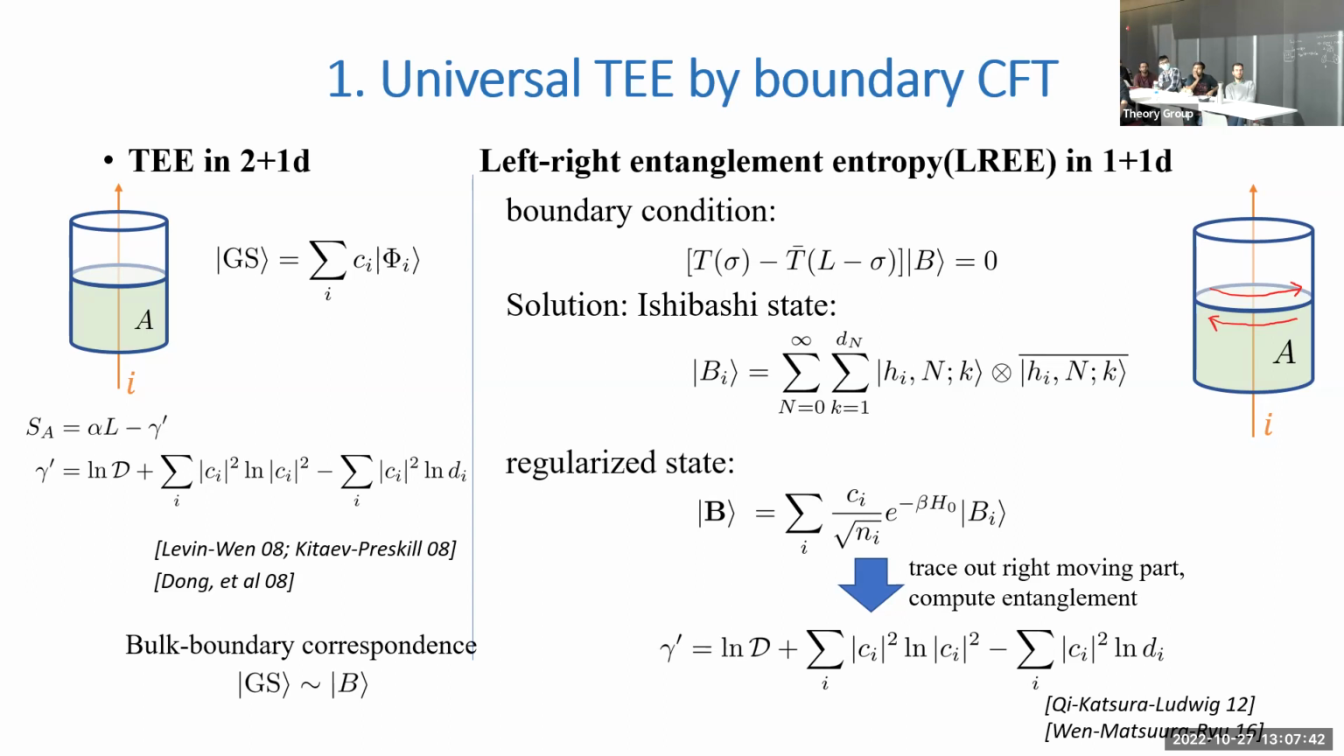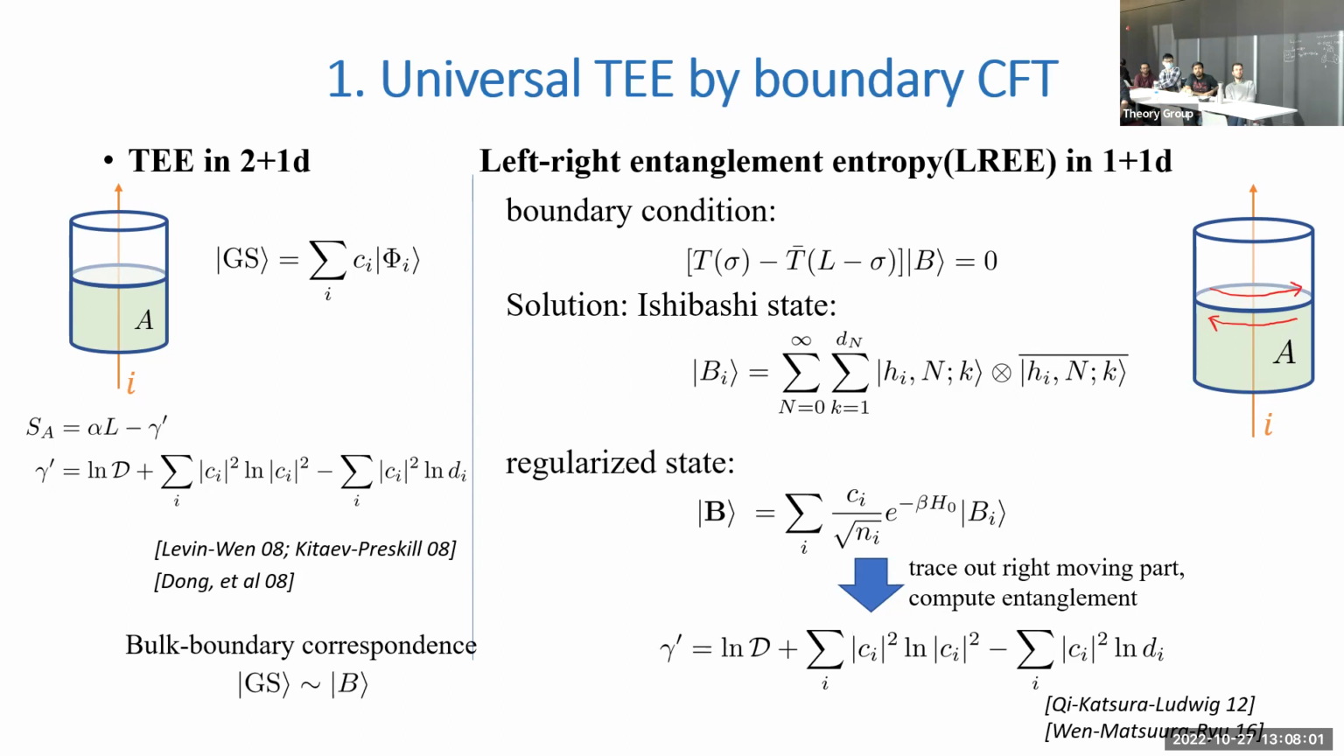And then we have this boundary. Where is the boundary in 1 plus 1? Let's figure out the picture of 1 plus 1. So it is like that. Here we have this cylinder for the 2 plus 1 system.